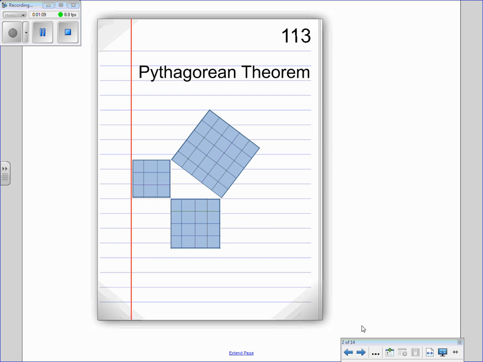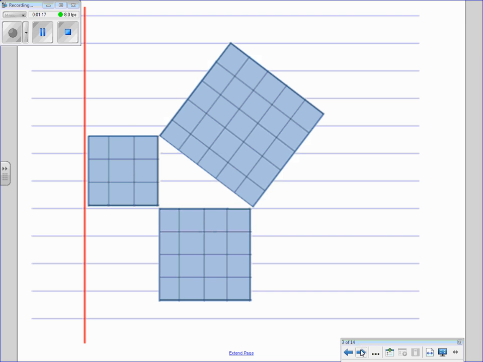Now, pause the video to get this glued in your notebook. Once you have the triangle in place, we have to label the sides. We're going to label them A, B, and C. But we'll start with C, because that's always the easiest one to label and the most important.